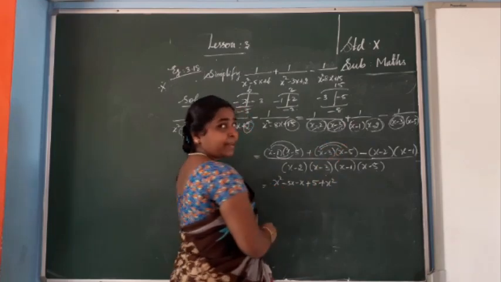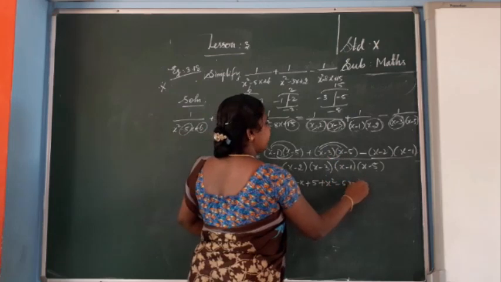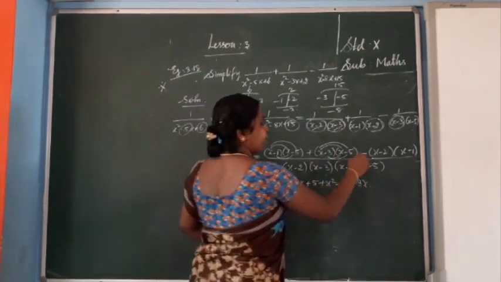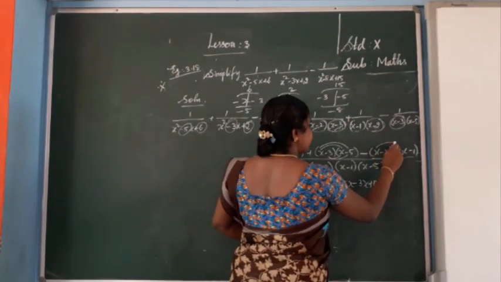X into minus 5, that is minus 5x. Next, minus 3 into x, minus 3x. So minus into minus plus, 3 5s are 15. Okay, next term. In the next part, do it carefully, outside one minus is there.